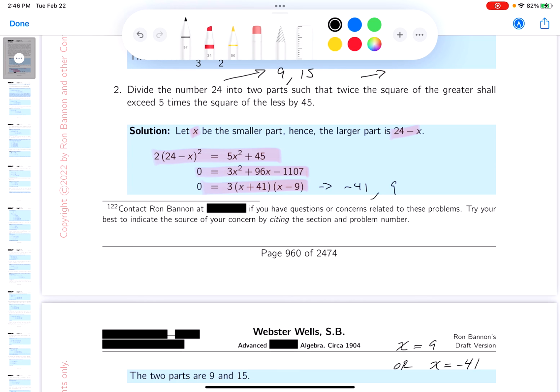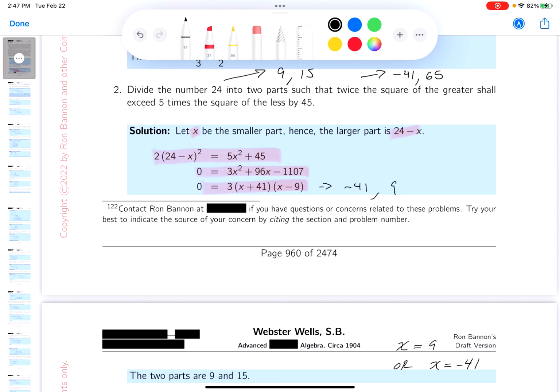Let's do the other one. Minus 41. Doesn't seem to make much sense, though, does it? It's like dividing a number into 2 parts, and you just get a negative part and a positive part. I'm not saying it's wrong, though. Don't get me wrong. It's 24, so that would be 65 then, right? Yeah, and this is a small part and a larger part.